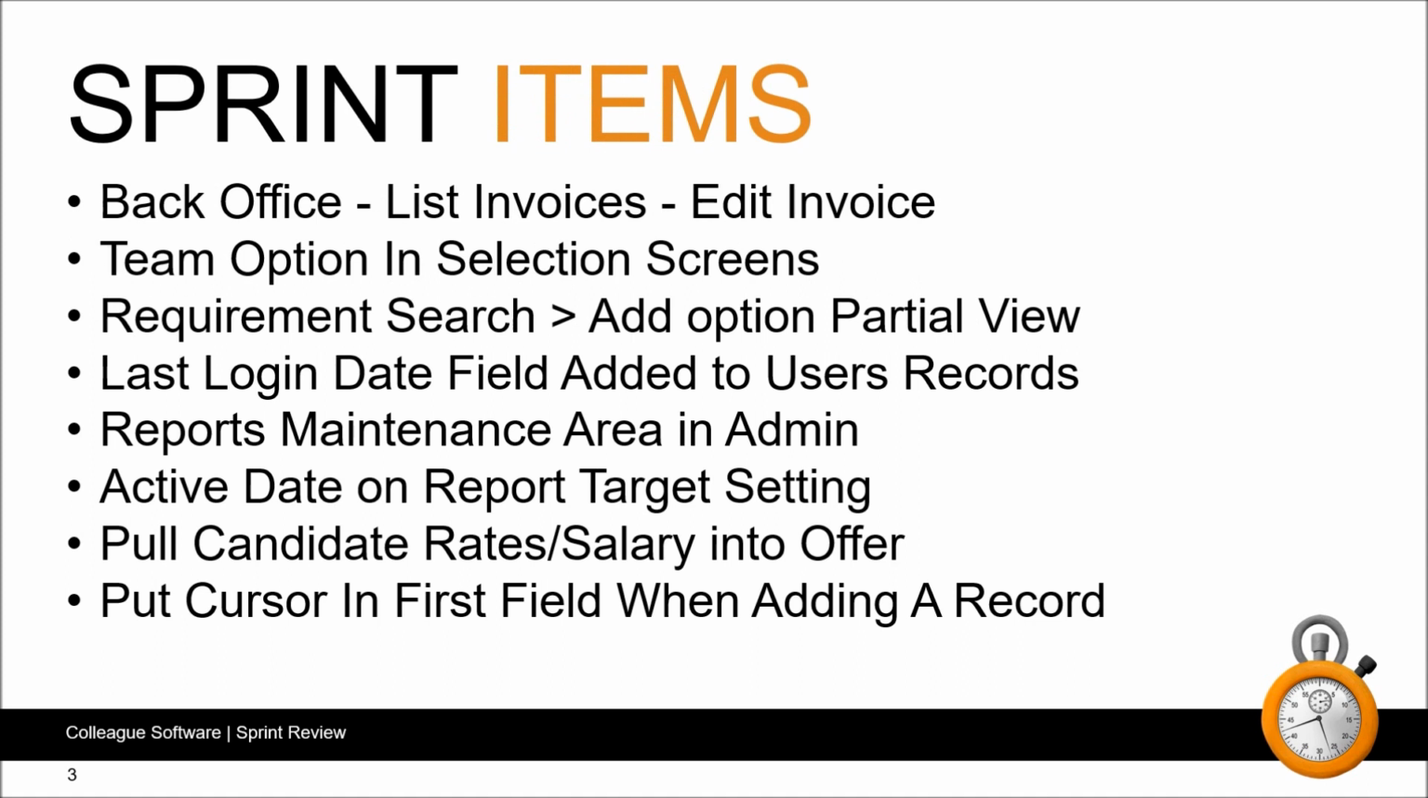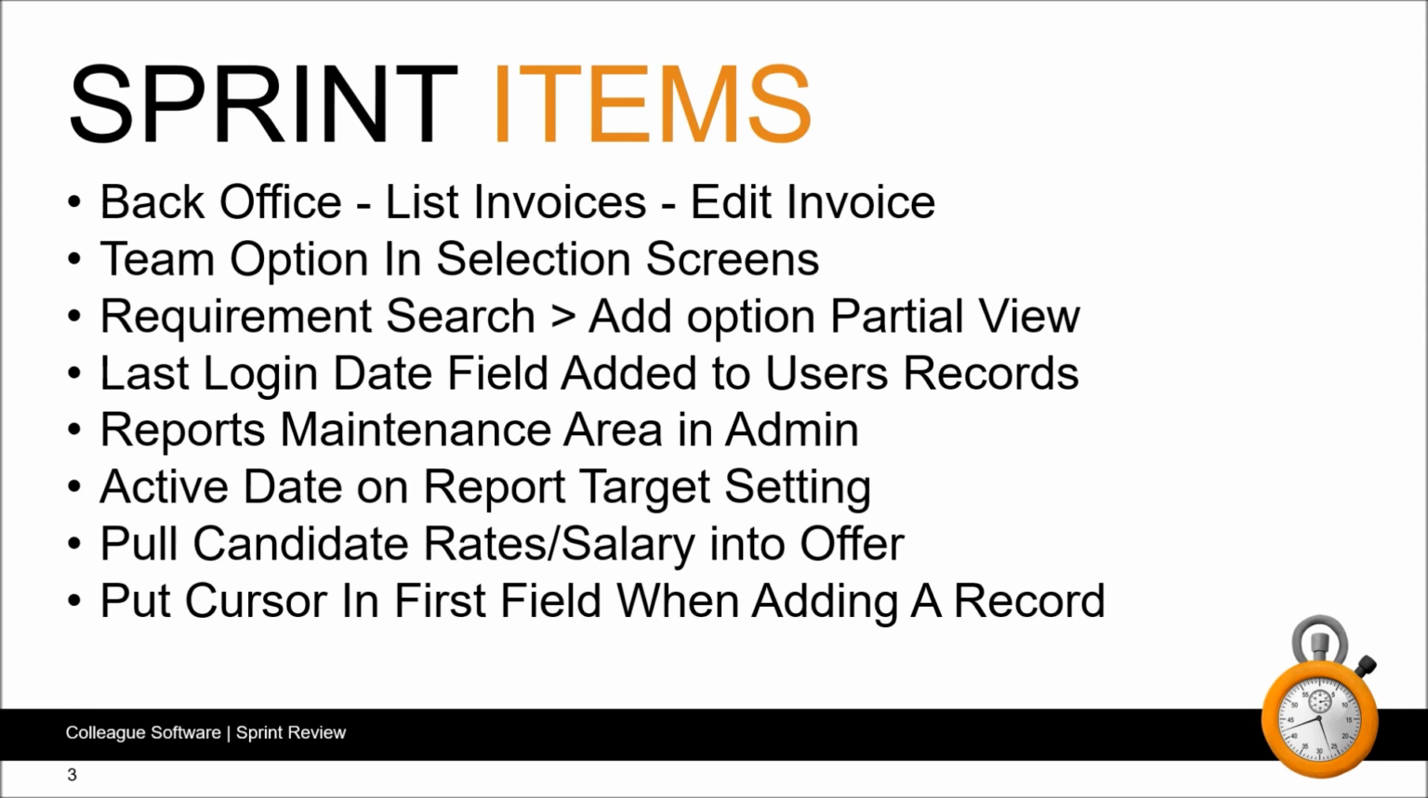Looking at the high-level items and to explain further, in this sprint we've been able to add the ability to view and edit an invoice record in back office. We've updated the candidates, company, contact and requirement selection screens with the ability to search by teams. We've updated the requirement search so that the add option uses a partial view. We now include a last login date field against all user records.